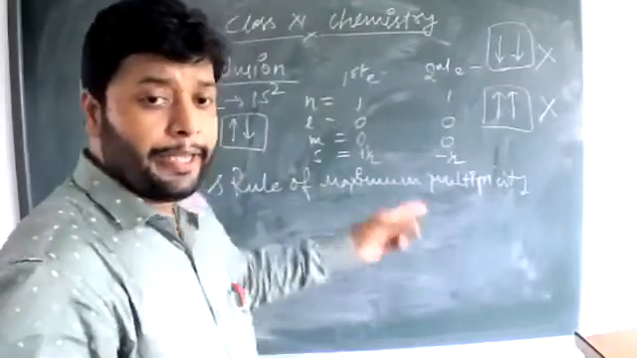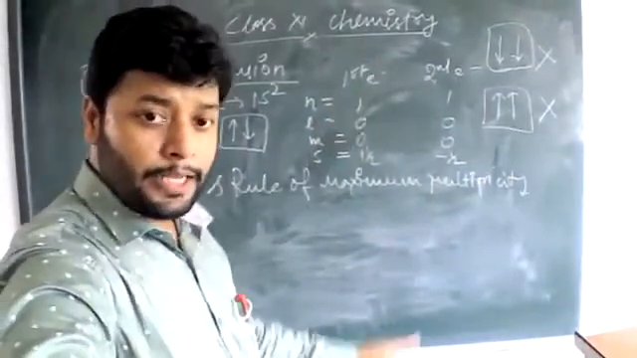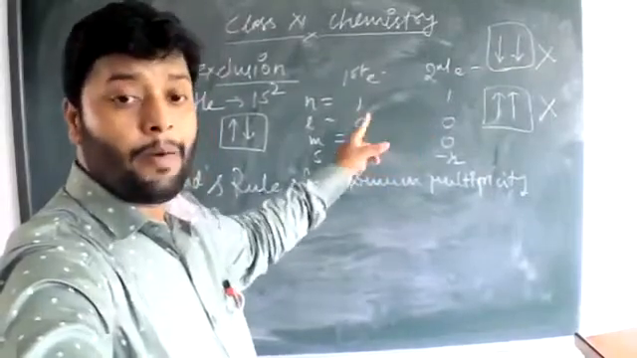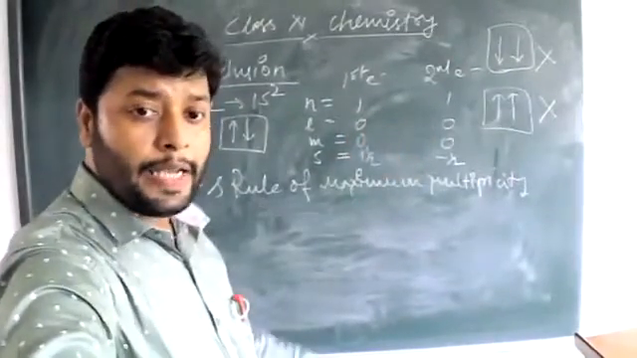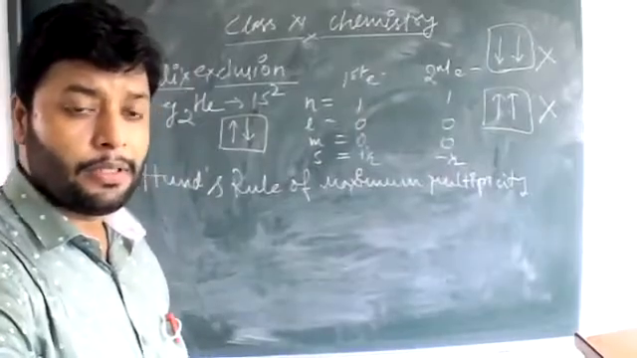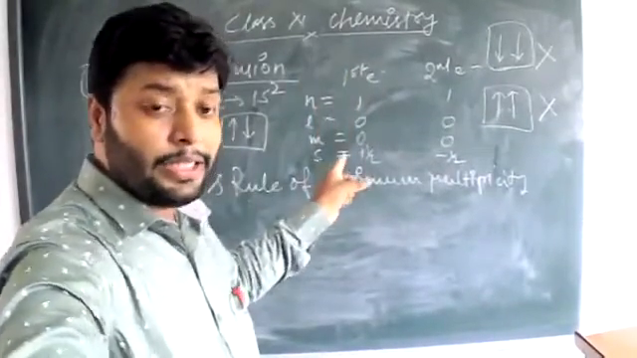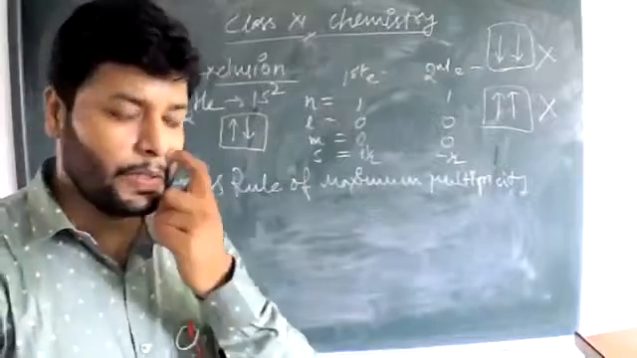One more thing: if the shell is different, the value of n will be different. If the subshell is different, the value of l will be different. If the orbital is different, the value of m will be different. But if all these three are the same, at least the spin will be different.